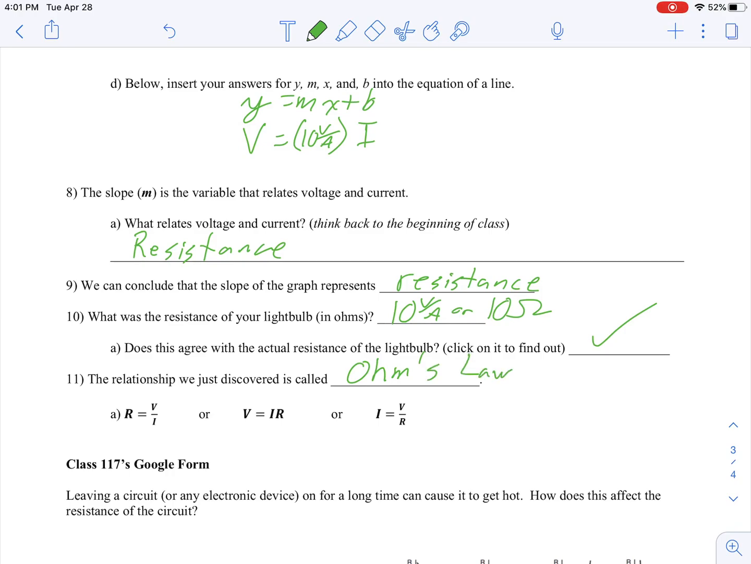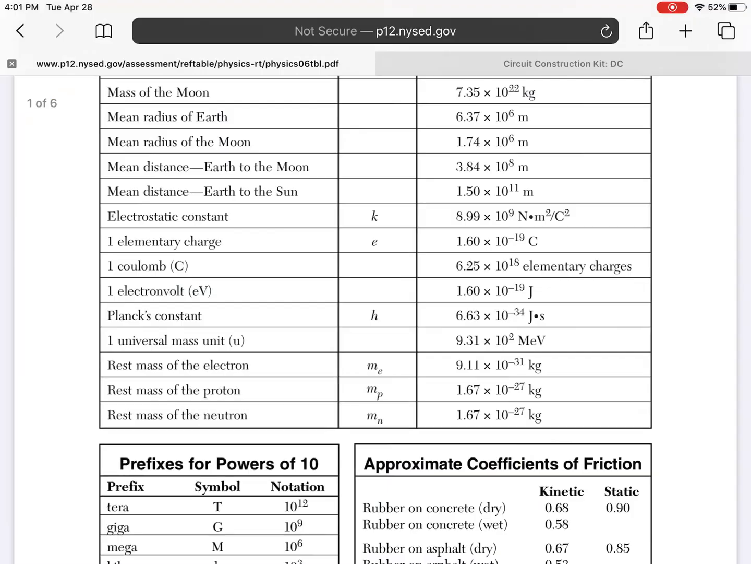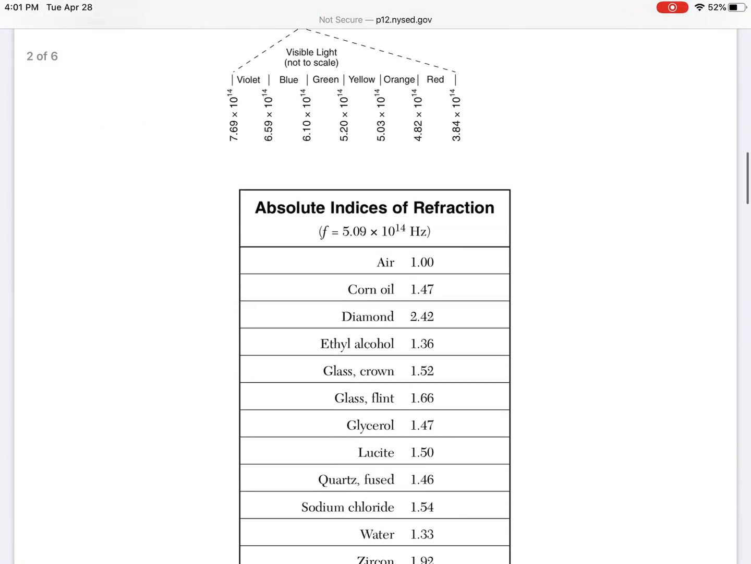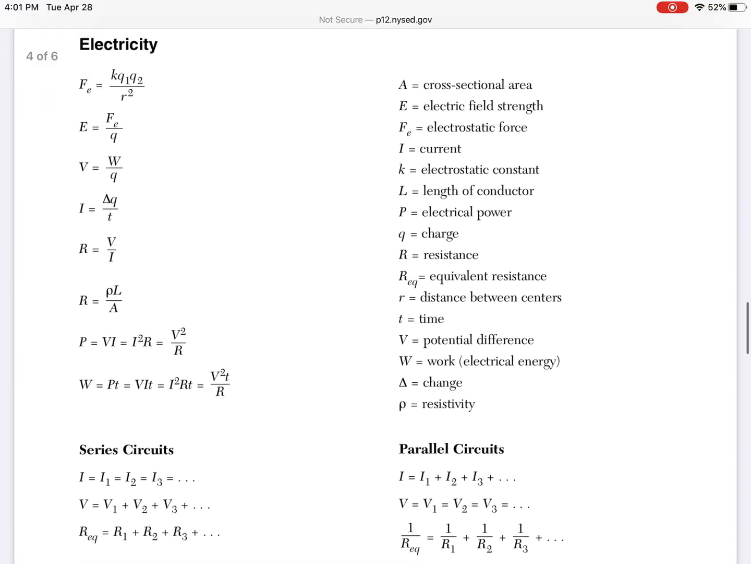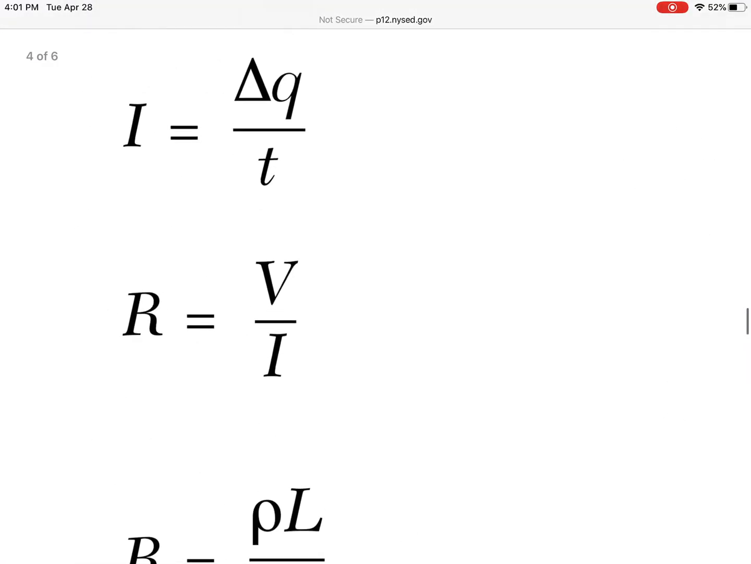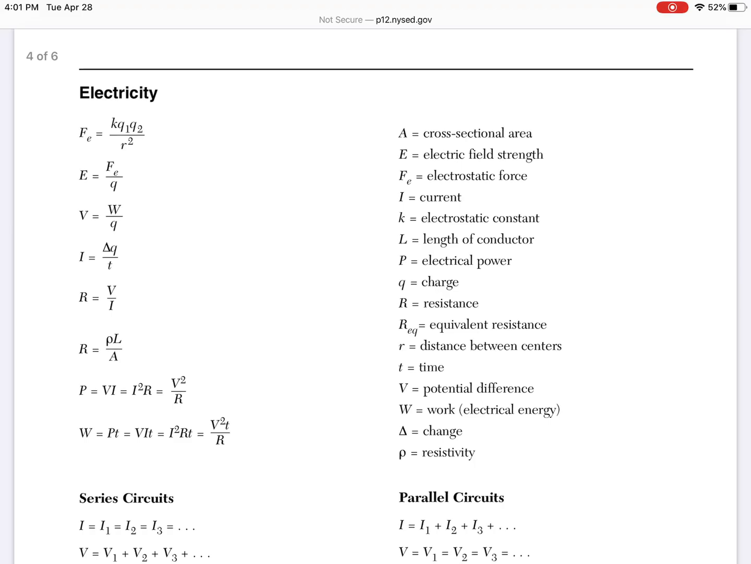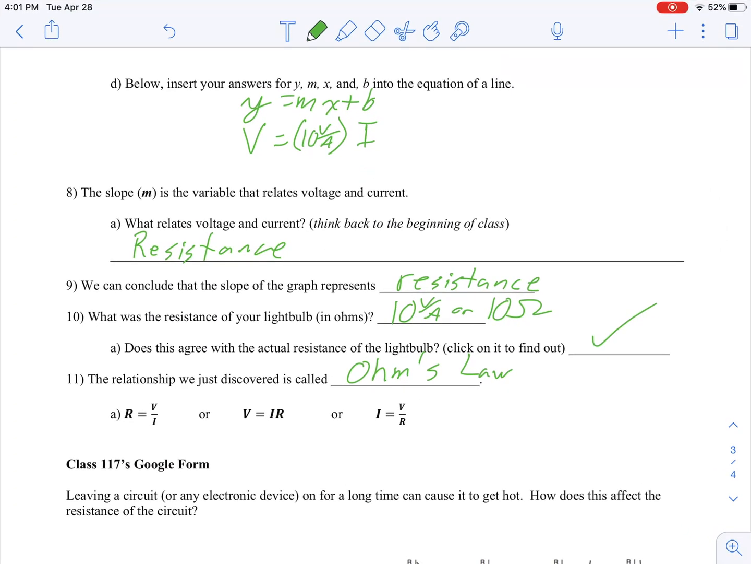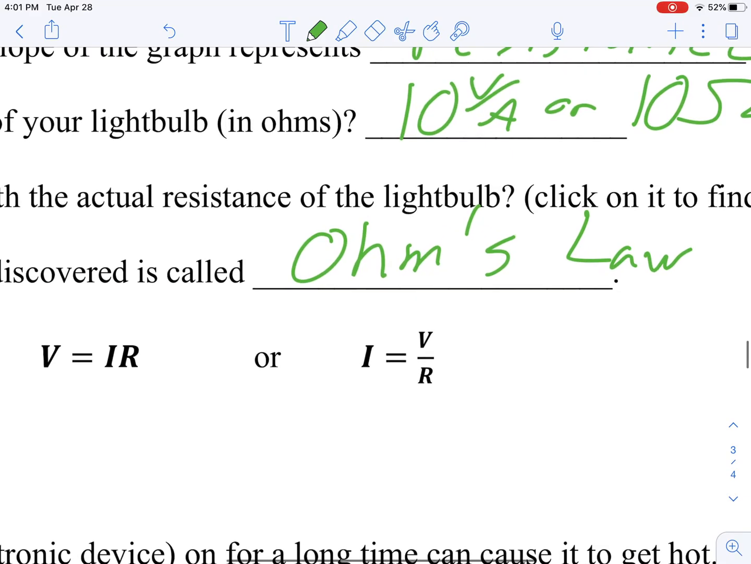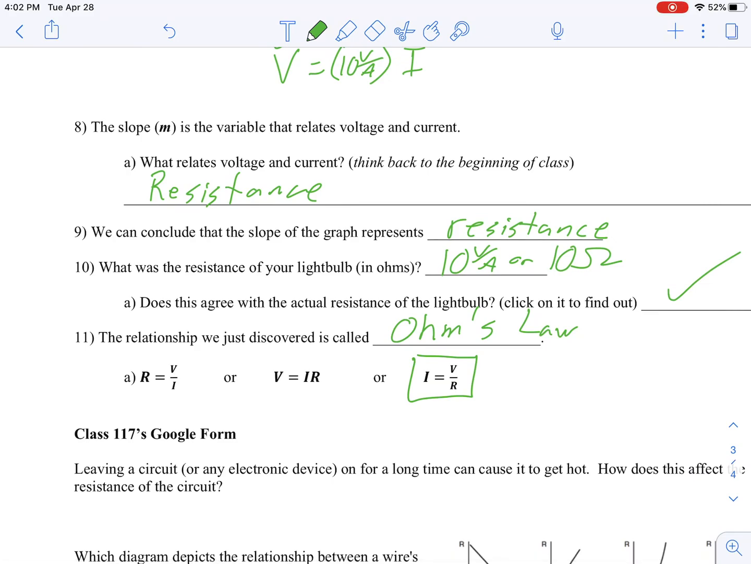Okay. Now, Ohm's law on your equation sheet, so let's look at where it is on your equation sheet. On your equation sheet, Ohm's law is with the other electricity equations. It's right here. R equals V over I. Now, I personally don't like the way that's written. I much prefer it to be written as I equals V over R. You can figure that out with algebra by rearranging, but this is the way it's on your equation sheet.